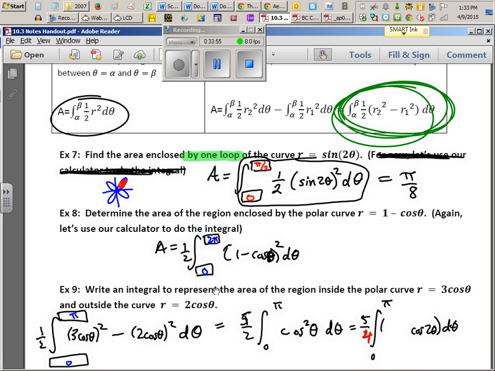Okay, so these are just 1s. And the antiderivative is just theta plus 1/2 sine 2 theta, 0 to pi. And fortunately, the same thing happens the last 2 times. When you plug in that pi, you get pi plus 0, and when you plug in the 0, you get 0. So you're just going to get 5/4 pi for a final answer.